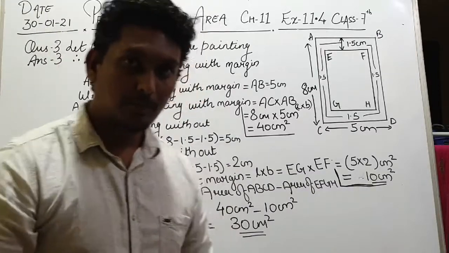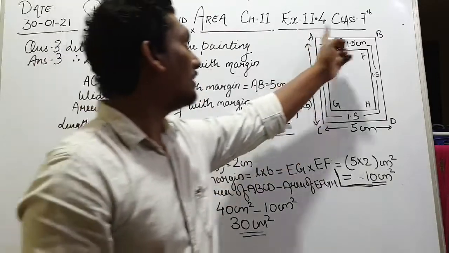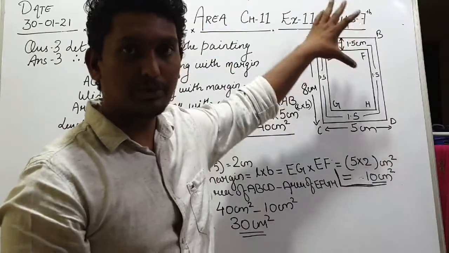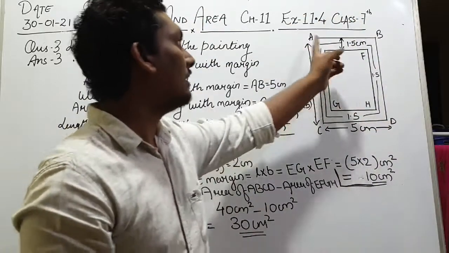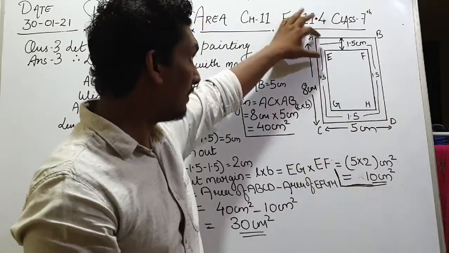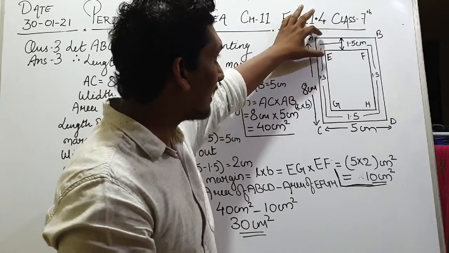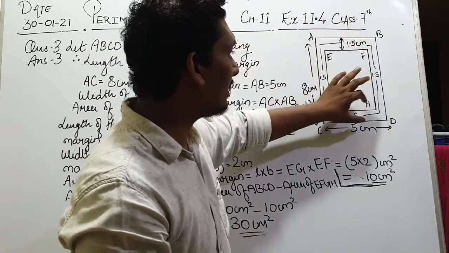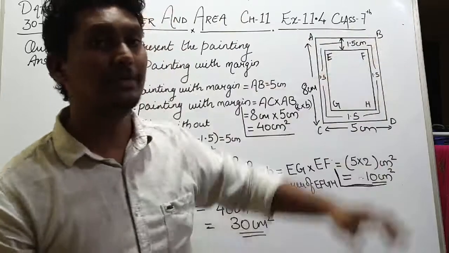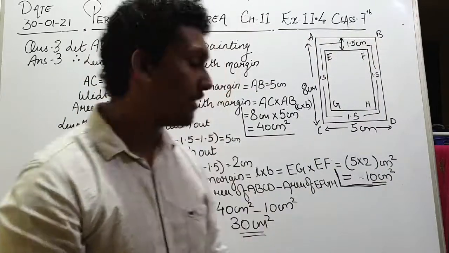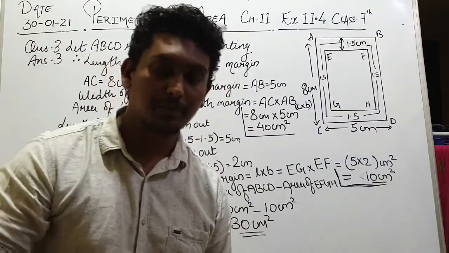Hope the question is clear to you. Hope the figure is clear to you. This is the ABCD cardboard. Whole cardboard is used for painting, and after that this margin is made. So while making this margin, this much area is reduced. That's why we have subtracted in this question. Hope the question is clear to you. Just go through it.